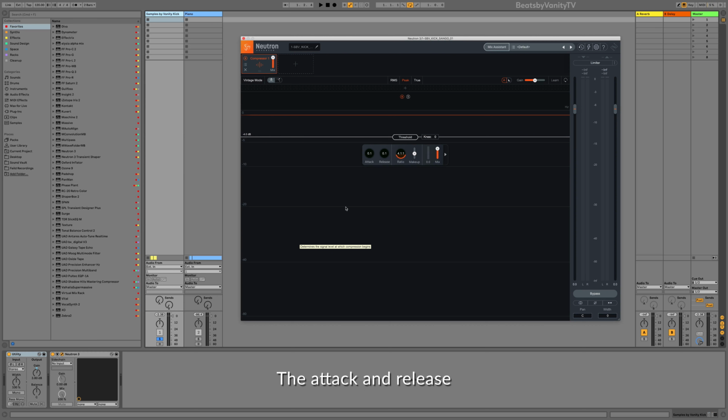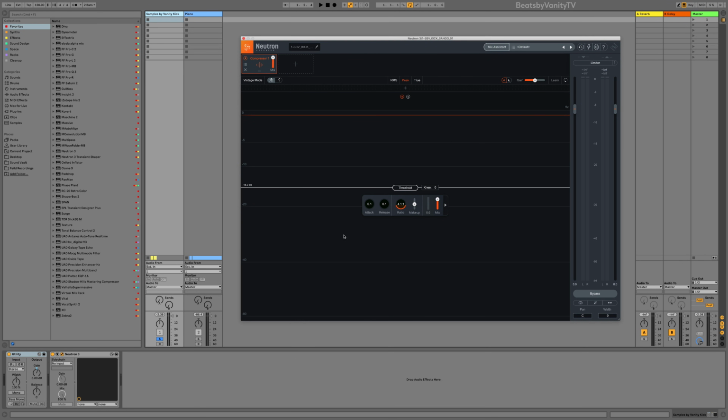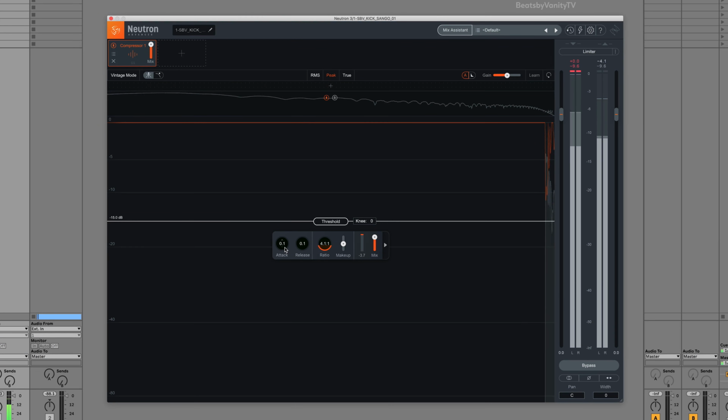The attack and release have the most significant impact on the sound of a compressor. Unless you wish to crush the transient of a drum, use a slow attack. Here's how a fast attack sounds.